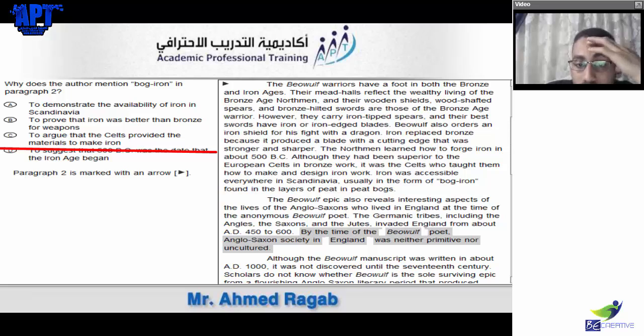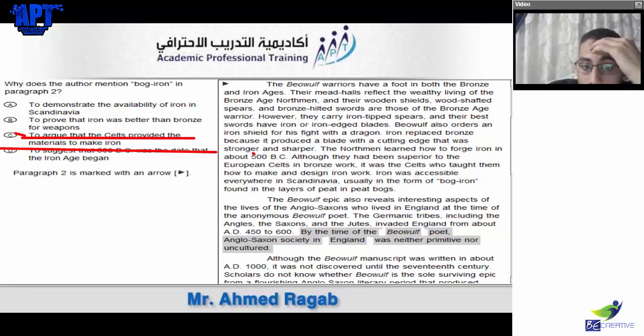So they had been superior to the European Celtics in bronze. So here he's talking about Celtics. So let's go here. He was saying, they argue that Celtics provide the materials to make iron. And here, although they have been superior to the European Celtics in bronze work, it was the Celtics who taught them how to make and design iron work was accessible. So to argue that Celtics provide materials to make iron? No. They taught them. Okay? So they didn't provide the iron, they taught them. Very nice.